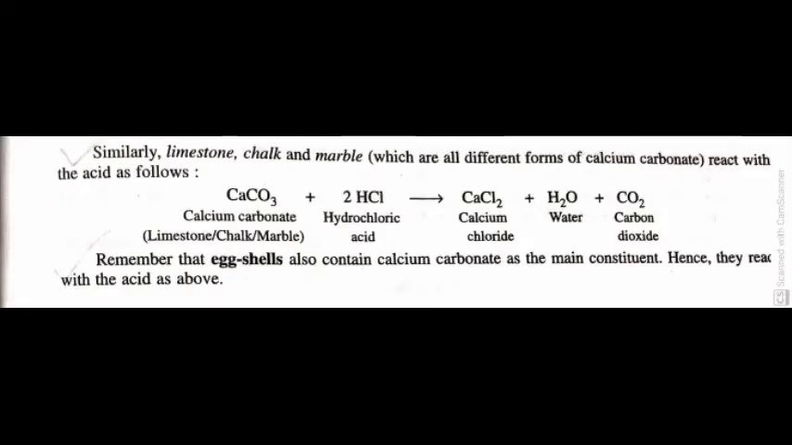Limestone, chalk, marble, etc. are different forms of calcium carbonate. Calcium carbonate is an example of a metal carbonate. When a metal carbonate reacts with an acid, it forms salt, water and carbon dioxide. So this is the equation for that: calcium carbonate plus hydrochloric acid gives calcium chloride plus water plus carbon dioxide. Eggshell also contains calcium carbonate.